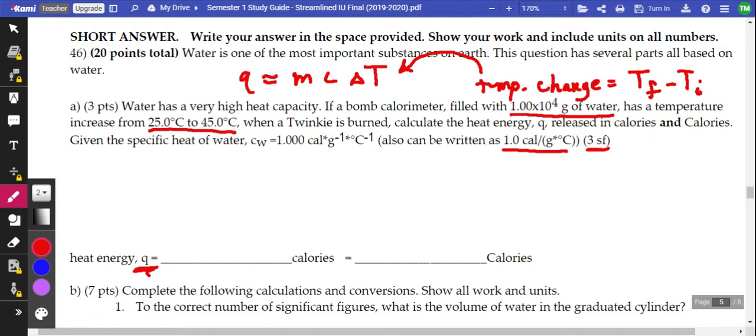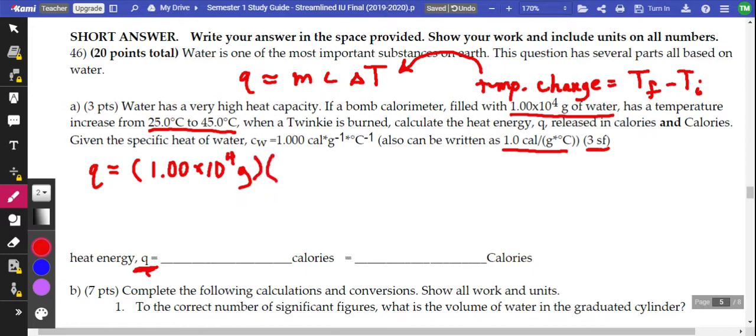So we burn this Twinkie, it releases a bunch of heat, and we essentially get that heat absorbed by a sample of water, in this case 1 times 10 to the fourth grams. So let's plug in what we have to calculate. Q is going to be equal to our mass, 1.00 times 10 to the fourth grams, which would be 10,000 grams, times our specific heat capacity.